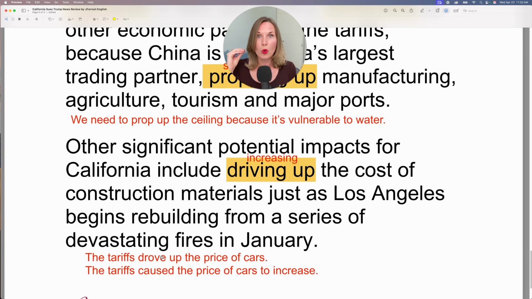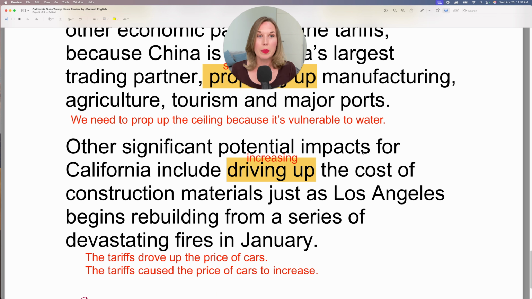So drove is the past simple of to drive. In this case, it's used in the ing form. The tariffs drove up the price of cars. So this is like saying the tariffs caused the price of cars to increase or to rise.